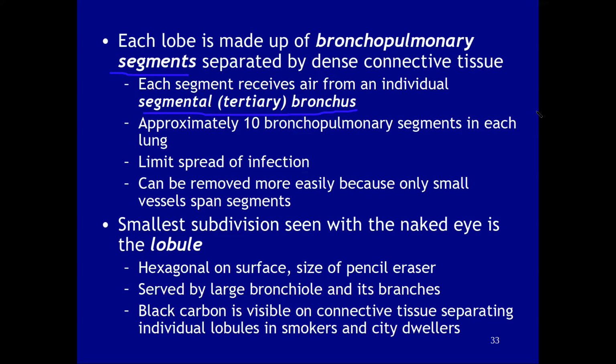Anyway, so remember why we do all of this segmentation? It limits the spread of infection. Right? And because of that, if worse comes to worst, as that section of your lung tissue actually dies right off, your immune system, your white blood cells, can go in there and pretty much kill everything there and scar your lung, but the rest of the lung is perfectly fine, right? As I said, the smallest division you can see is the lobule, right?